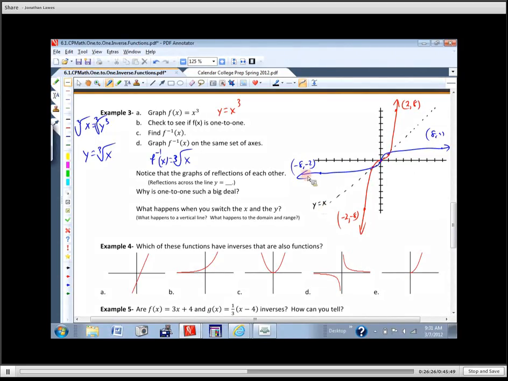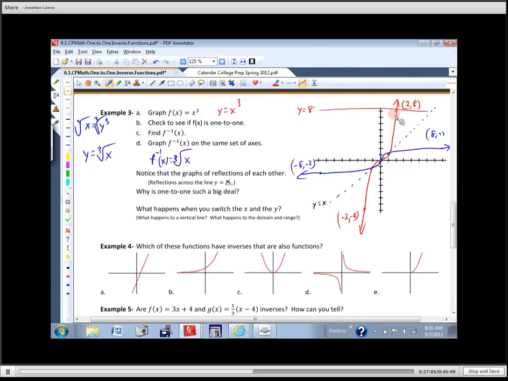So, take a look at this blue graph. Okay, they are reflections across the line y equals x. Is the blue graph, is it a function also? Does it pass the vertical line test? Yeah, okay. Everybody watch, please. Okay, this is why 1 to 1 is a big deal. If I took this line, say that's the line y equals 8. It only crosses this graph in one place. Okay, that's what makes it a 1 to 1 function. It passes the horizontal line test.